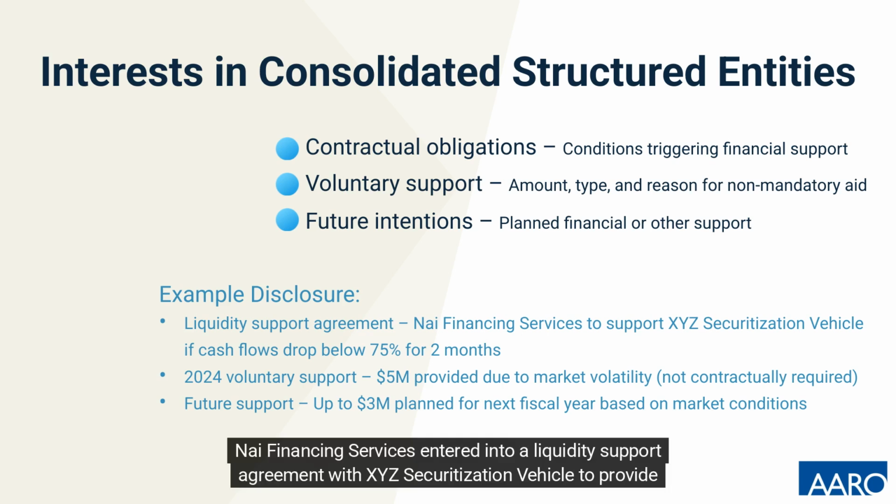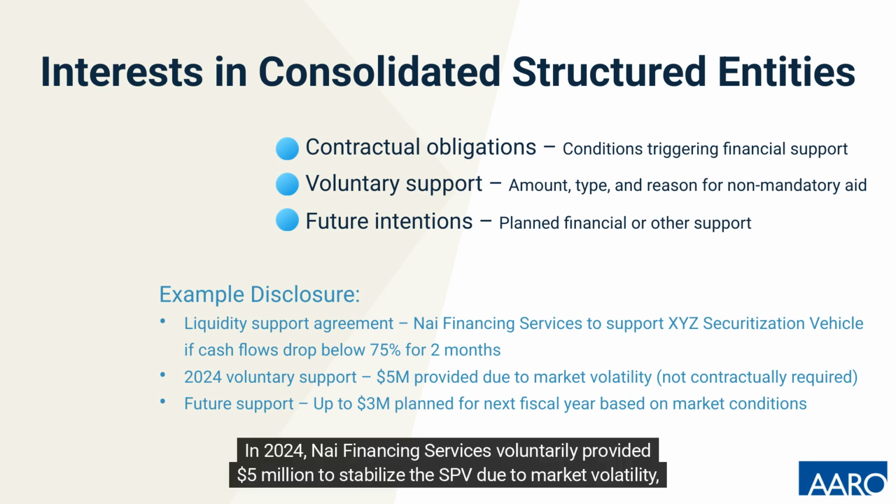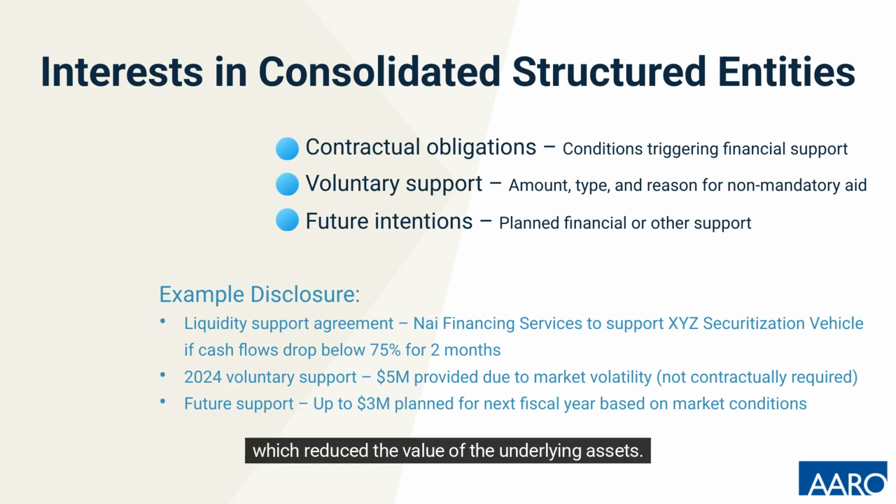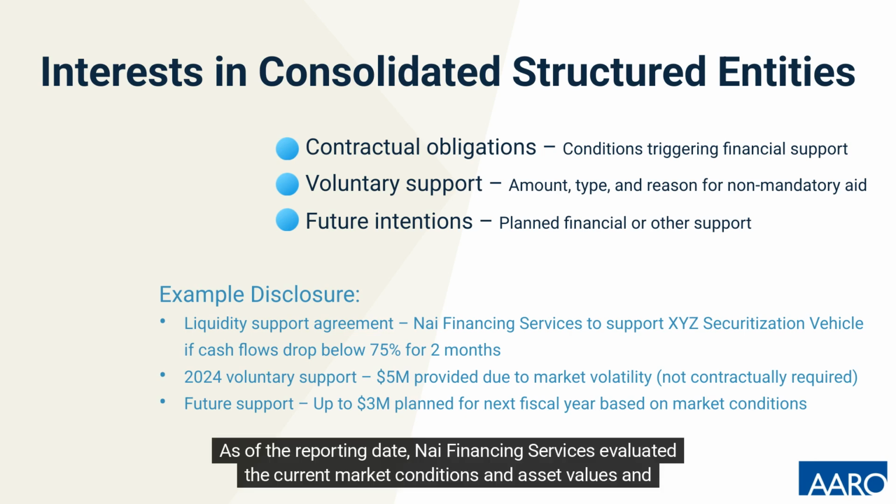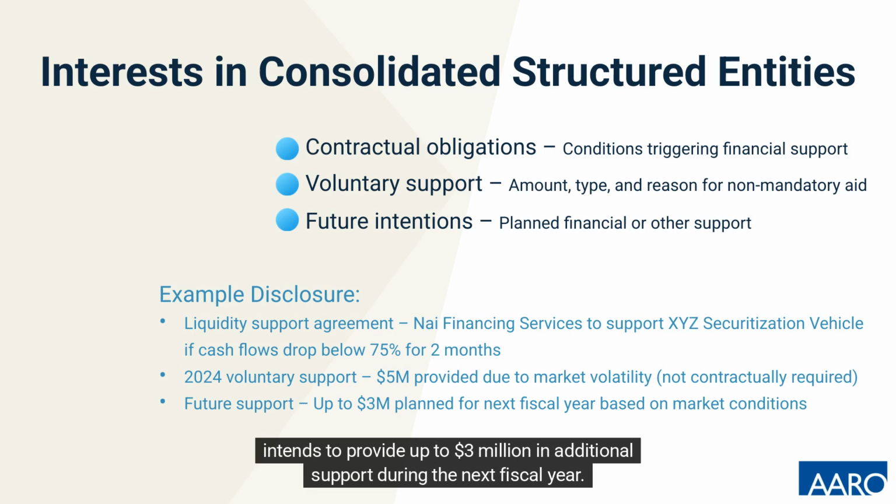Example disclosure. NI Financing Services entered into a liquidity support agreement with XYZ securitization vehicle to provide financial support if cash flows from mortgage assets fell below 75% of projections for 2 consecutive months. In 2024, NI Financing Services voluntarily provided $5 million to stabilize the SPV due to market volatility, which reduced the value of the underlying assets. This voluntary support was not mandated by any contractual obligation. As of the reporting date, NI Financing Services evaluated the current market conditions and asset values and intends to provide up to $3 million in additional support during the next fiscal year.